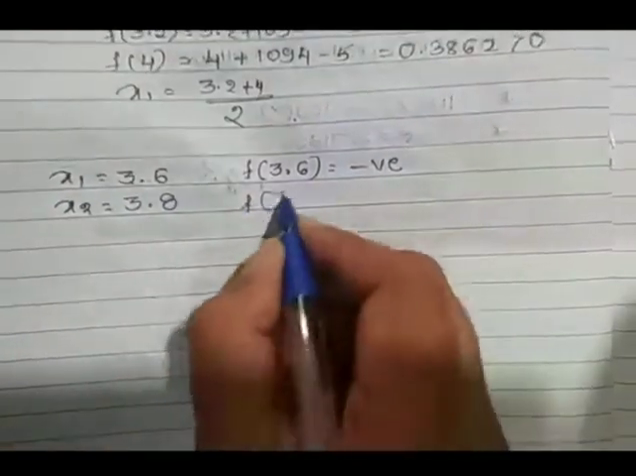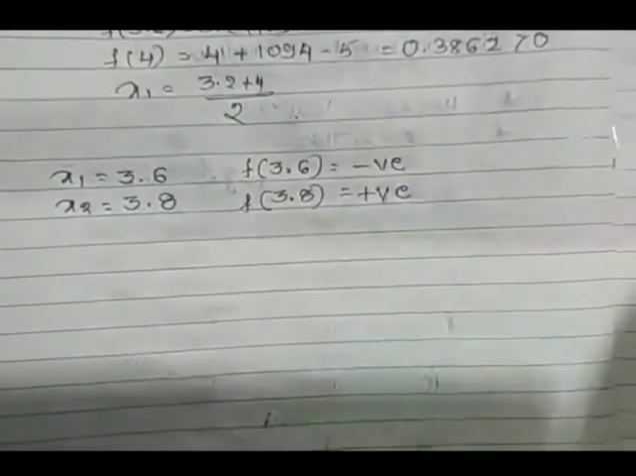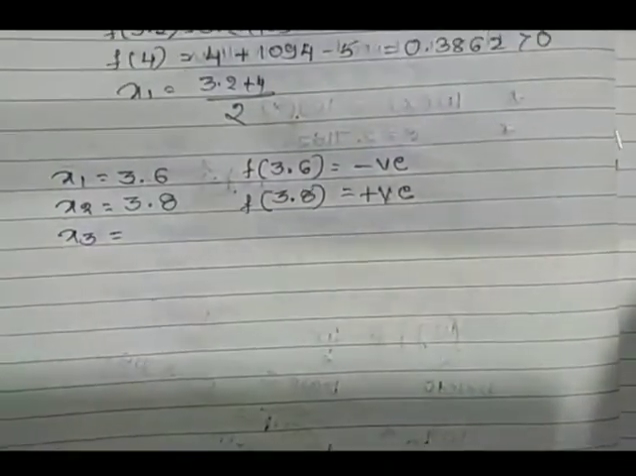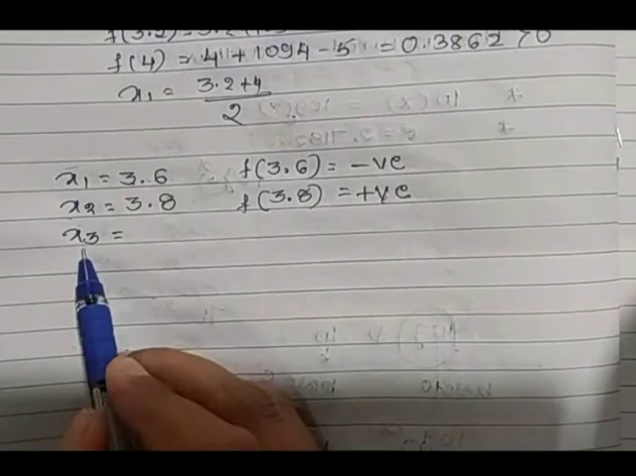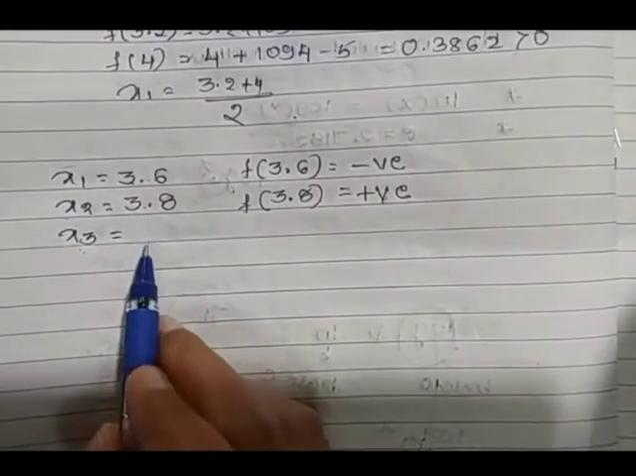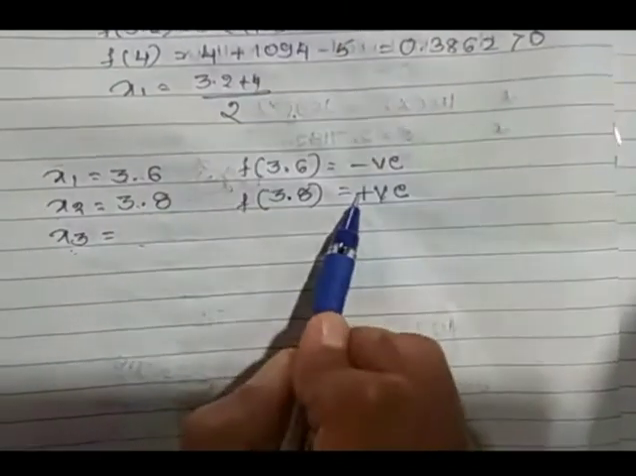Then the function f of 3.8 is giving us a positive value. Go for the third approximation, that is x3. To calculate x3, which two numbers do we have to consider? Obviously the previous number 3.8 we have to consider. This 3.8 is giving us a positive value.